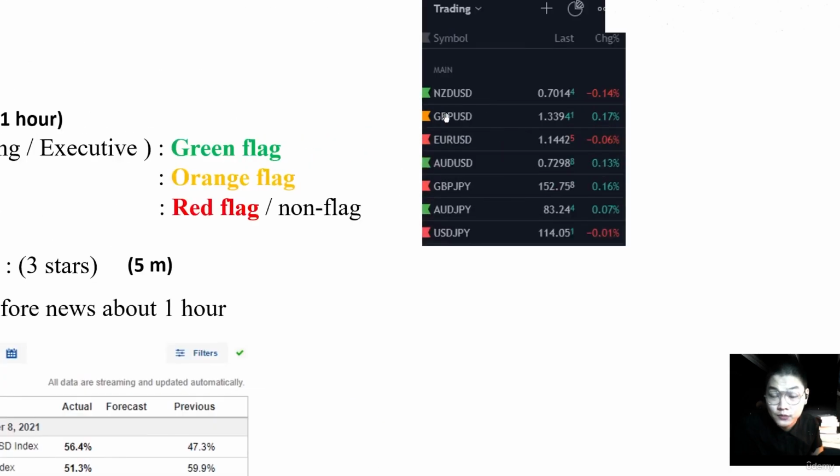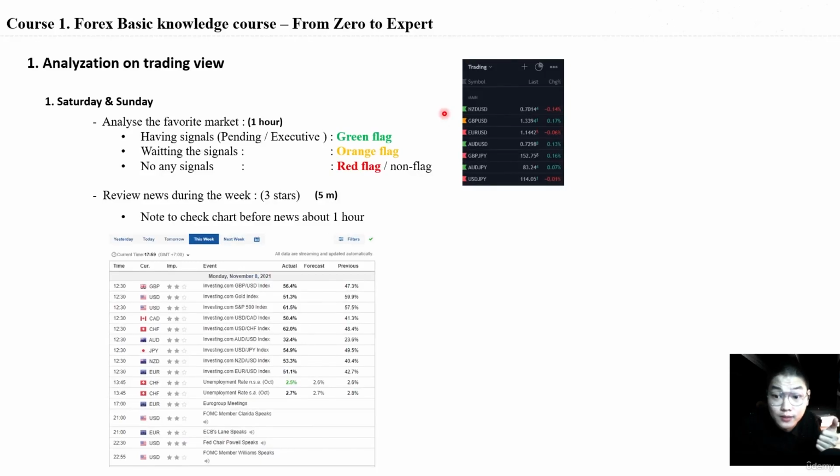I will mark it like this to be easy to follow on TradingView, because I only focus on analysis on TradingView. On MetaTrader, I just use it to set orders. And if some of the currency pairs have a signal that is quite far from the current price, I will mark it as waiting for the signal, and the color is orange like this.